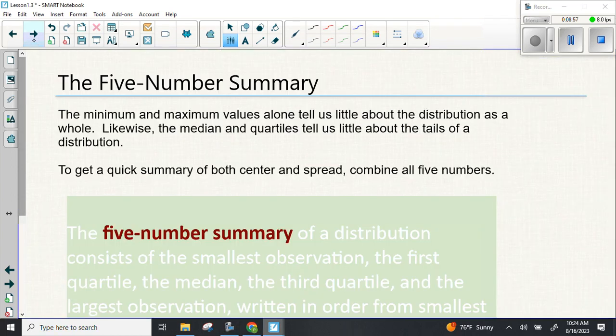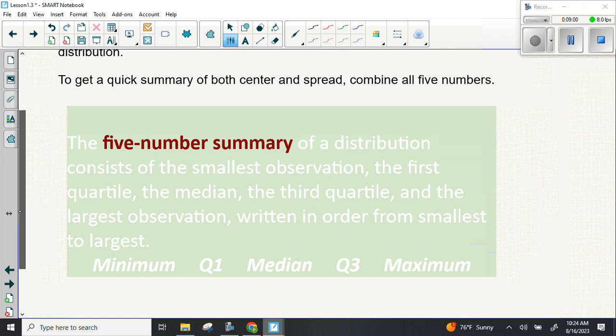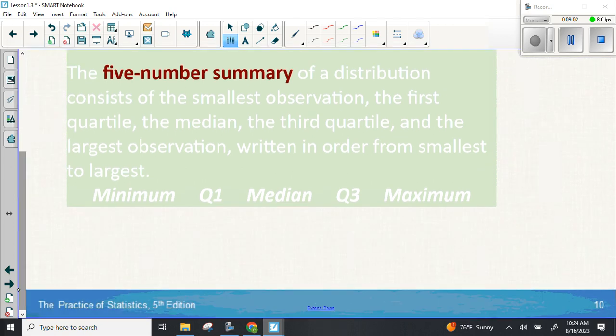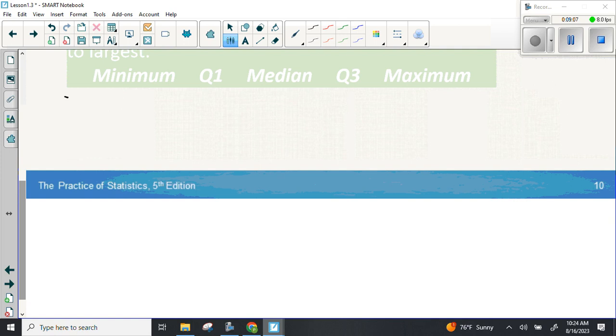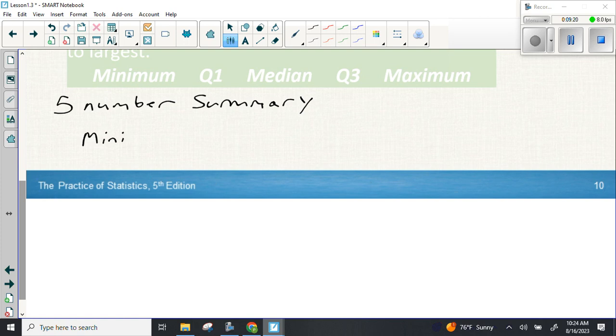All right, our 5-number summary. Again, this looks really bad, but I'll write it down for you. Our 5-number summary is going to go like this: minimum, quartile 1, median, quartile 3, max. That's it.